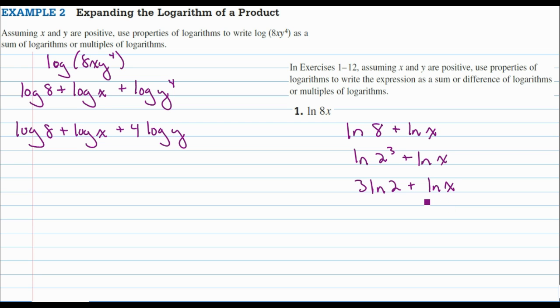So I could go back and do that with example 2. I could change the log of 8 to the log of 2 to the third, and then put the 3 out as a multiple of that log.